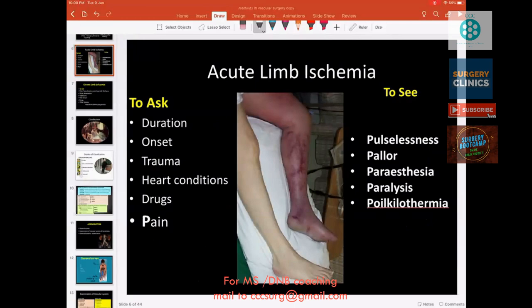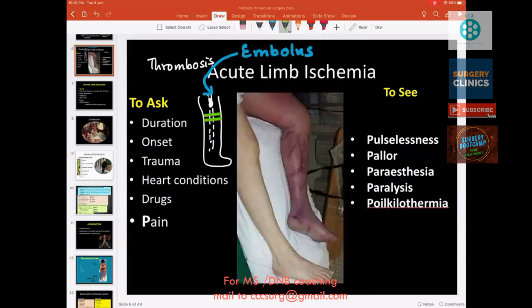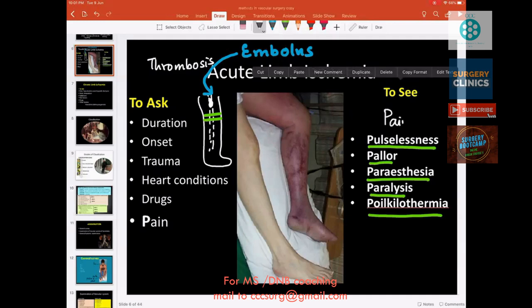What is important in this picture then is a state of acute limb ischemia. Please remember, this is an event in which everything happens in a minute, maybe. If the limb had a normal circulation of blood through an artery, suddenly an event may occur in which either a thrombosis happens, or an embolus comes, or finally it can be a trauma in which there is a transection. As surgeons, please remember the effects can be pulselessness, pallor, paresthesia, paralysis, poikilothermia. The first and most important one is always pain. So how many P's are there? In a patient of acute limb ischemia, these signs are the 5 P's.